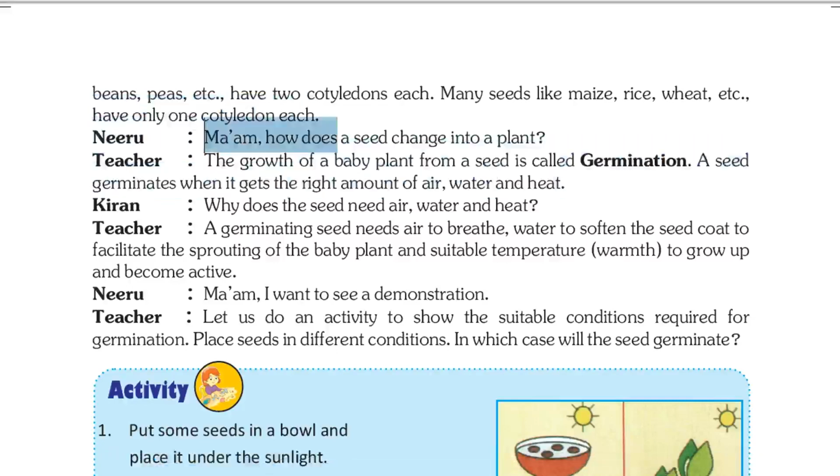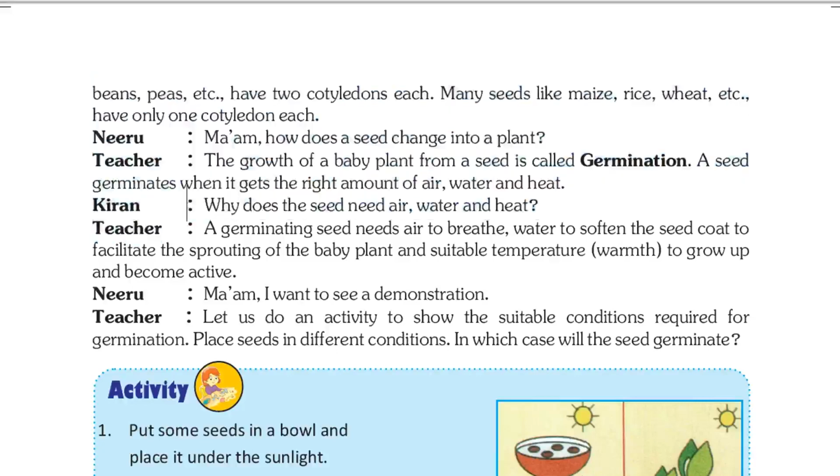Niru: Ma'am, how does a seed change into a plant? Teacher: The growth of a baby plant from a seed is called germination. A seed germinates when it gets the right amount of air, water and heat.